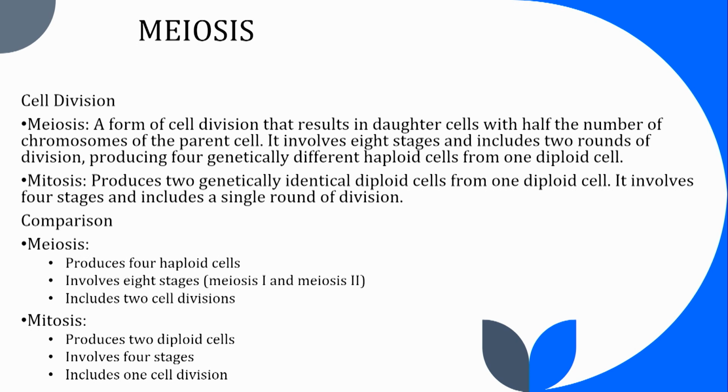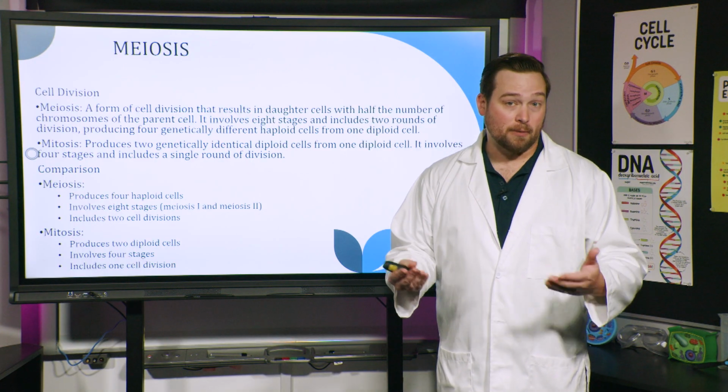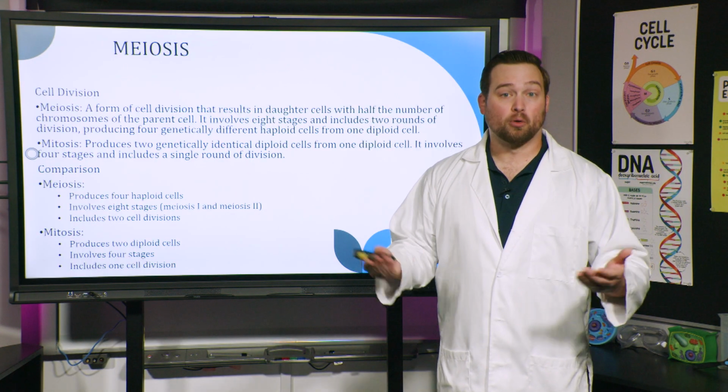Okay, meiosis involves 8 stages, so we do PMAT1 and PMAT2, and it also includes 2 rounds of cell division. This is going to produce 4 genetically different haploid cells from 1 diploid cell. Let's just take a second and talk about those terms real quick. I see haploid and I see diploid cell. Okay, haploid cells are gametes. They are egg and sperm. They have half the number of chromosomes as a normal cell would.